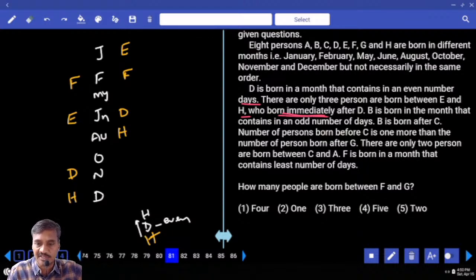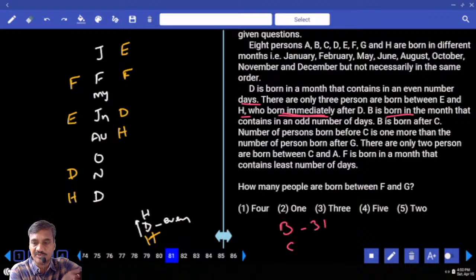And B is born in the month that contains odd number days. Where do we have odd number days, tell me? October and January, isn't it? And October, May and January. Now B 31 days. And B is born before C.